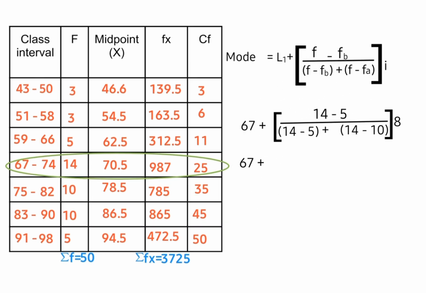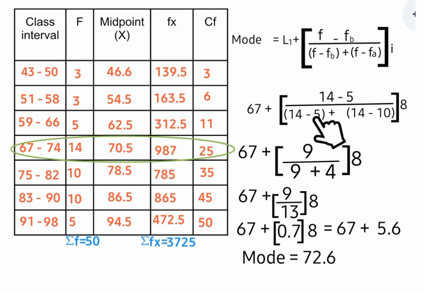Performing basic simplification here, 14 minus 5 gives us 9, over 14 minus 5 again, we have 9 here, plus 14 minus 10, 4, times 8. We have 67 plus 9 over 9 plus 4, 13, times 8. 67 plus 9 divided by 13 gives approximately 0.7, times 8. 0.7 times 8 gives us 5.6. So the mode of the students' mark is 72.6.